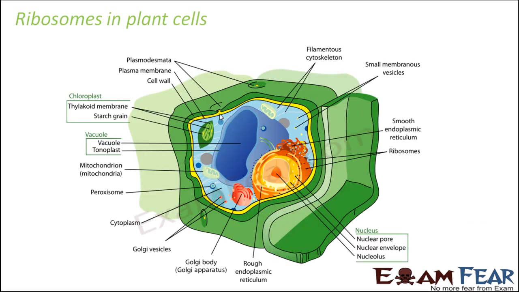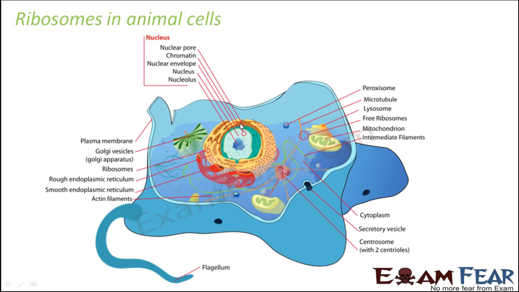Now let us see where they are in the plant cells. If you see, these small granules are present in the plant cells. Again, when you look at the animal cells, where do we see ribosomes? These are the free ribosomes, the dotted structures present here. And also on the endoplasmic reticulum, you again see ribosomes, on the rough endoplasmic reticulum.